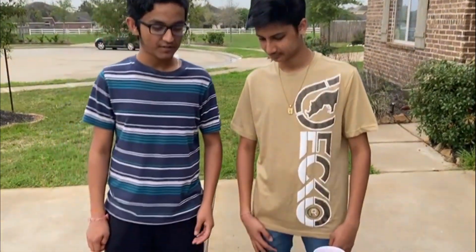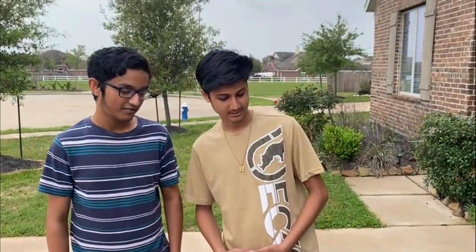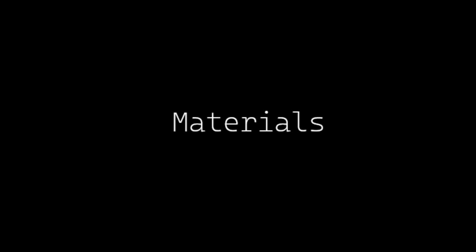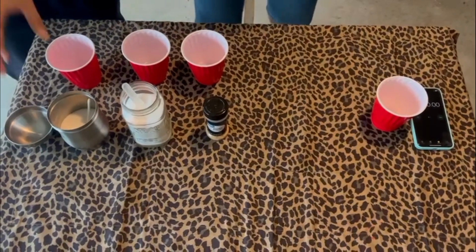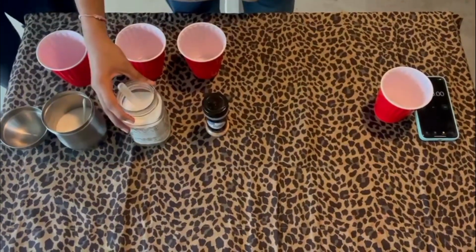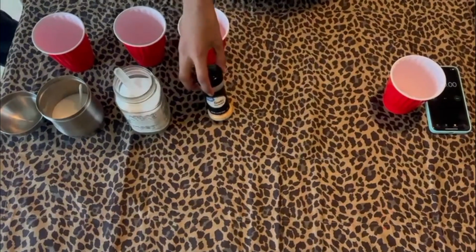Hello everyone, today we're going to experiment how different substances affect the melting rate of ice. Our hypothesis is that salt is the best substance to decrease the melting rate of ice. Over here, substance number 1, we have sugar. Substance number 2, we have salt. Substance number 3, we have garlic powder.